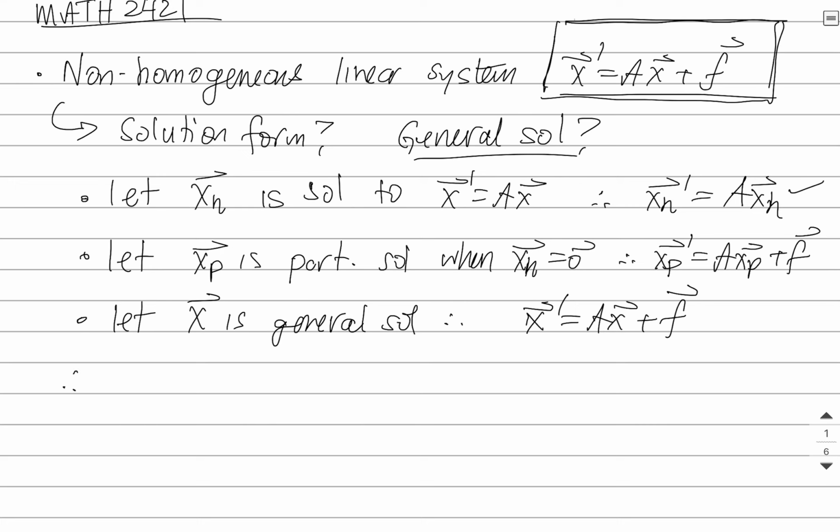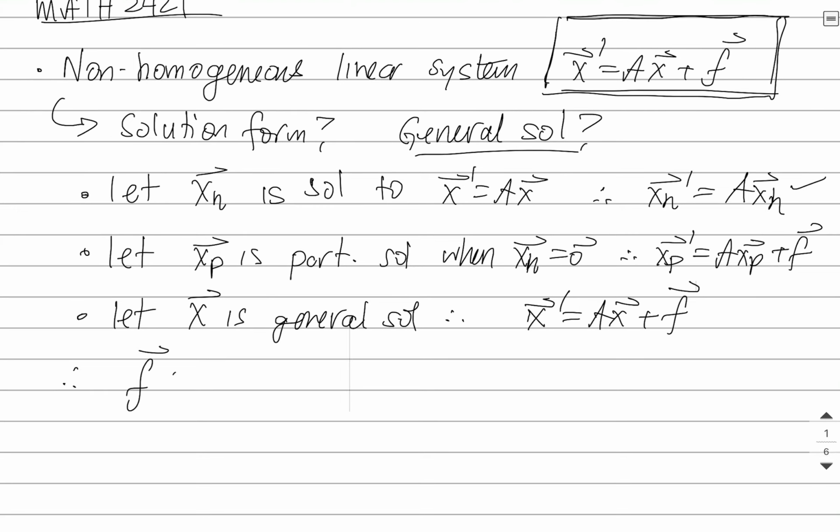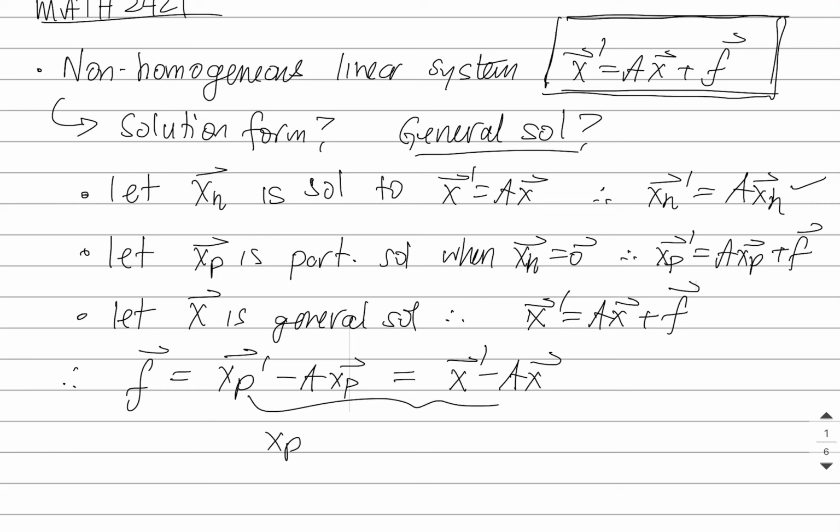So let's talk about the following. We know that F has to be XP prime minus AXP, but it also has to be the general solution, X prime minus AX. So we can take these two things together and say that X prime minus XP prime has to be AX minus AXP.